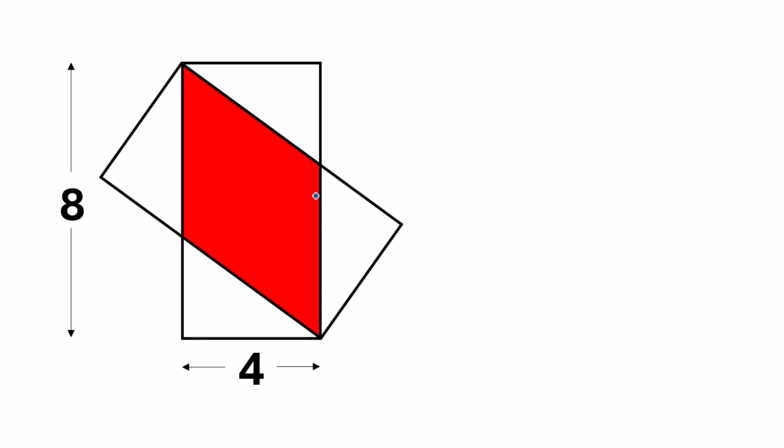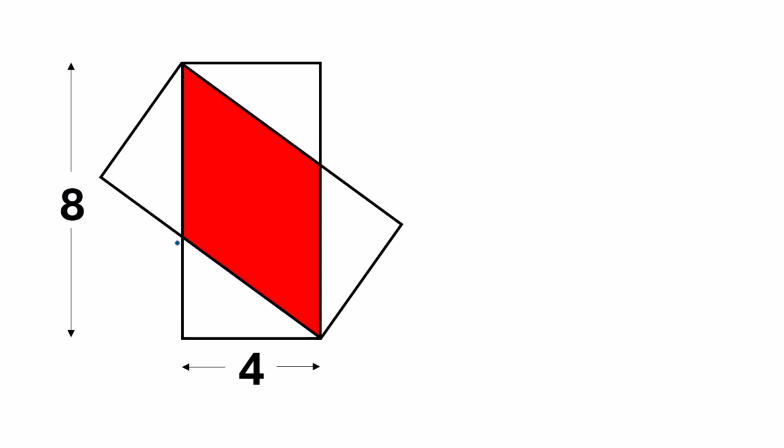We have two rectangles. The length of this rectangle is 8 units and the width of this rectangle is 4 units. And one diagonal of these two rectangles is common. We have to find the common area of these two rectangles. So we have to find the area of this red region.